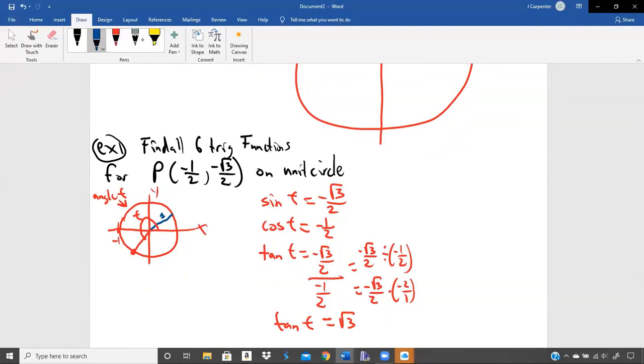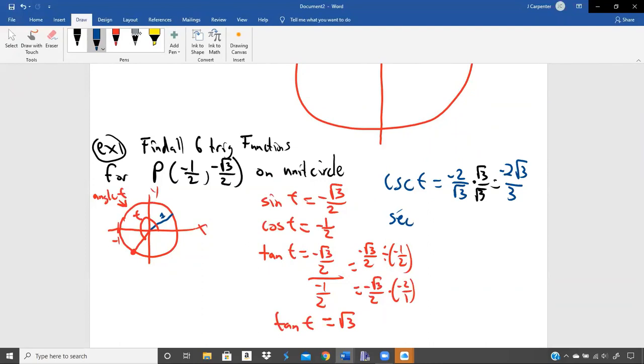For the other ones, for the reciprocal functions, let's do cosecant of t. Well, that just flips the sine. Sine and cosecant are flips of each other, so that's negative 2 over square root of 3. But you're going to have to rationalize that. You're going to have to multiply top and bottom by square root of 3 over square root of 3. That is 3 times 3 is 9, square root of 9 is 3. I'm not going to show that middle step anymore in this course, probably. So our cosecant is negative 2 square root of 3 over 3.